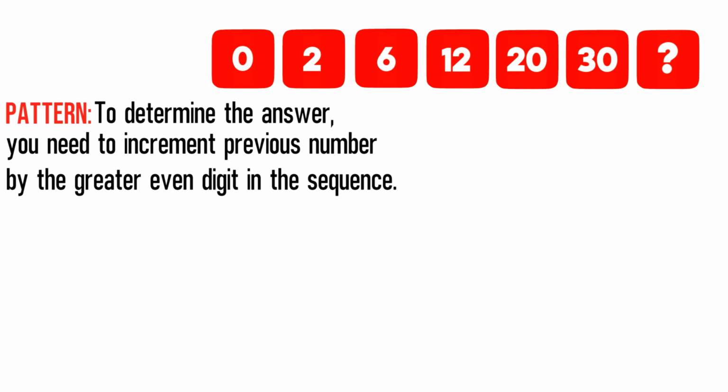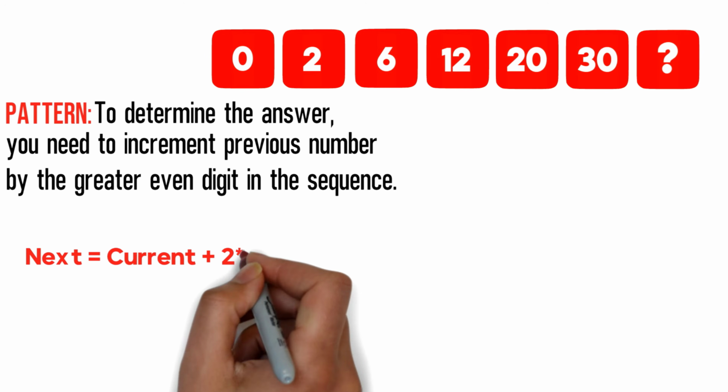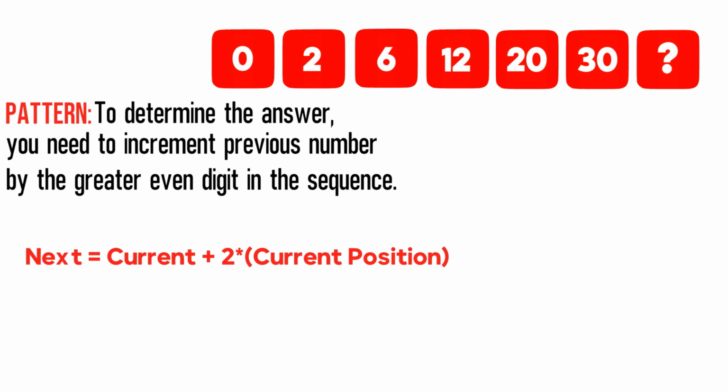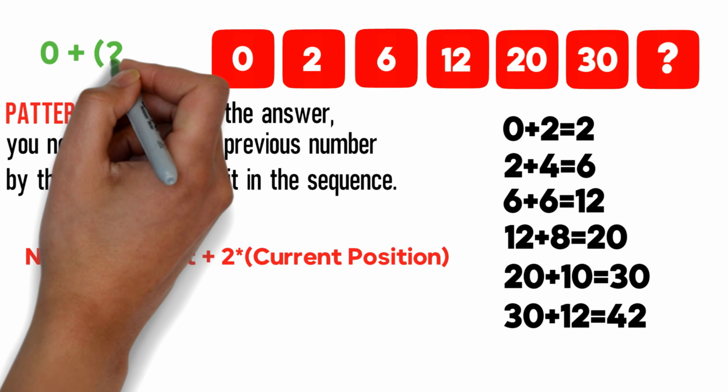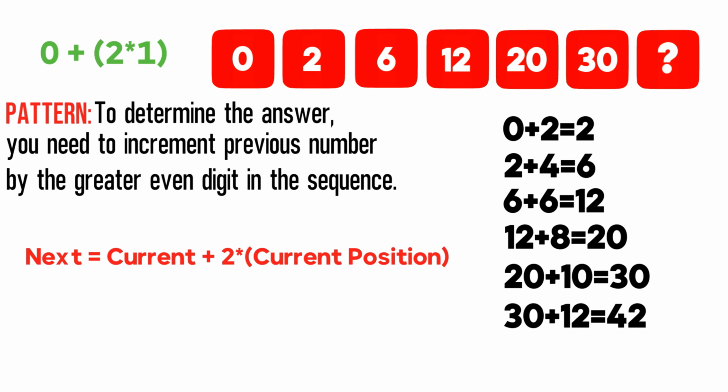And in our case, the formula to determine the next number would be current number plus 2 multiplied by current position. Let's see how it works. For example, let's take the number 0. This is the first number in the sequence. To determine the next number in the sequence, we need to add the previous number, which is 0, and then 2 multiplied by 1, because number 0 has the first position in the sequence. Instead of using the formula, you can also use the next even number and add it to the previous number.